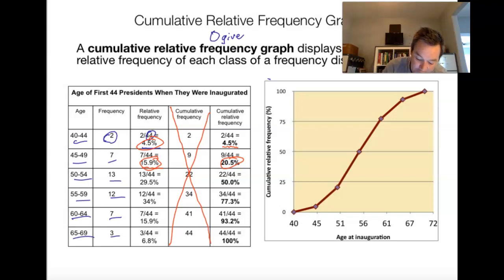Then for the cumulative relative frequency falling in the age group of 50 to 54, I'm adding, again, the previous 3 categories together. So it's the 29.5 plus the 15.9 plus the 4.5, and that's what gives me 50%. And so we just keep doing that until the last class. It should add up to 100% because now you've covered 100% of your data.